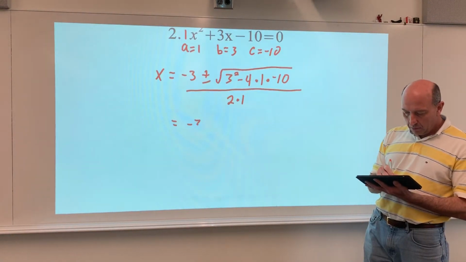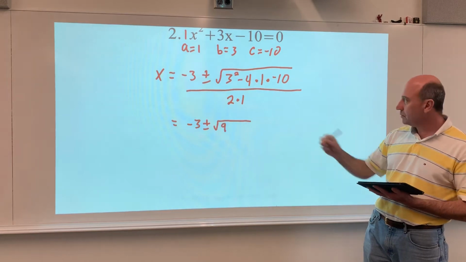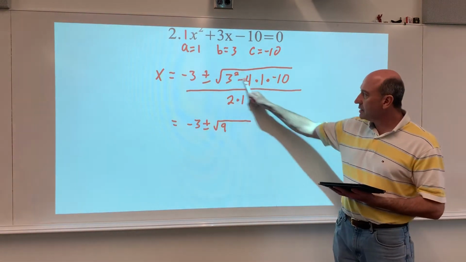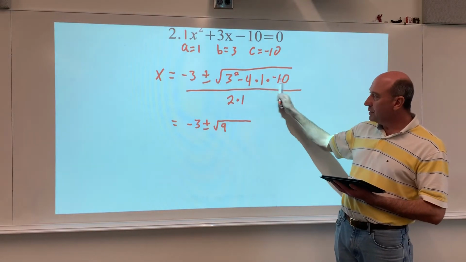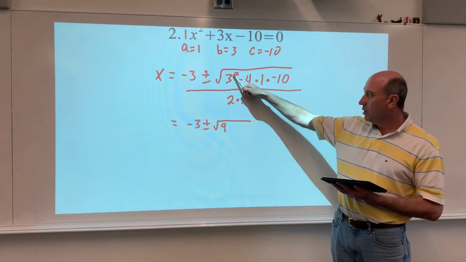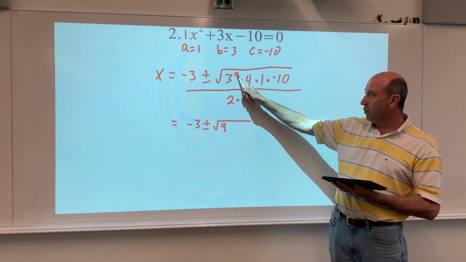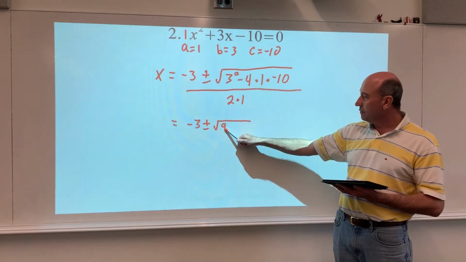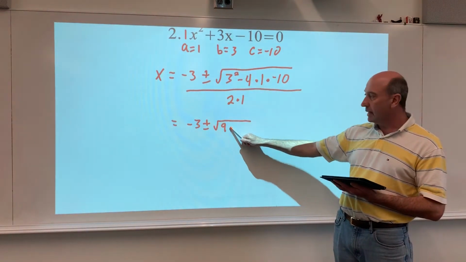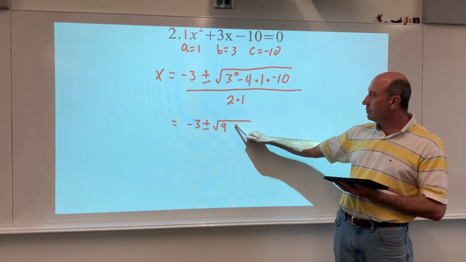Negative 3 plus or minus the square root of 9. Be careful with this computation. There's a bunch of negatives. They get tricky. If this is a positive or a negative, once you square it, it's always positive. Now be careful with the next sign. That's a very common place to make a mistake.